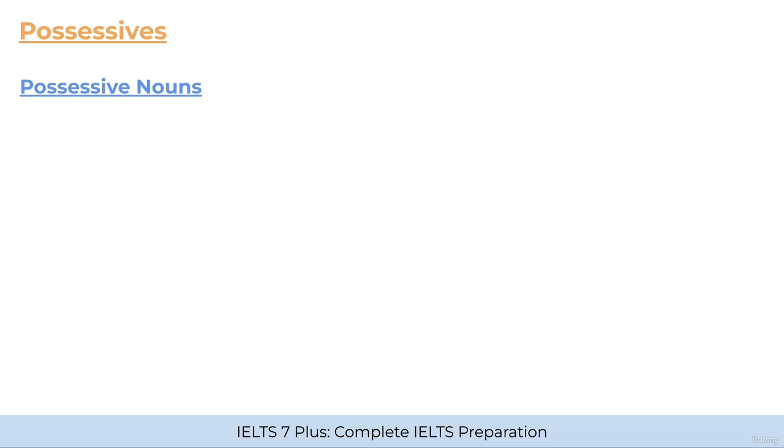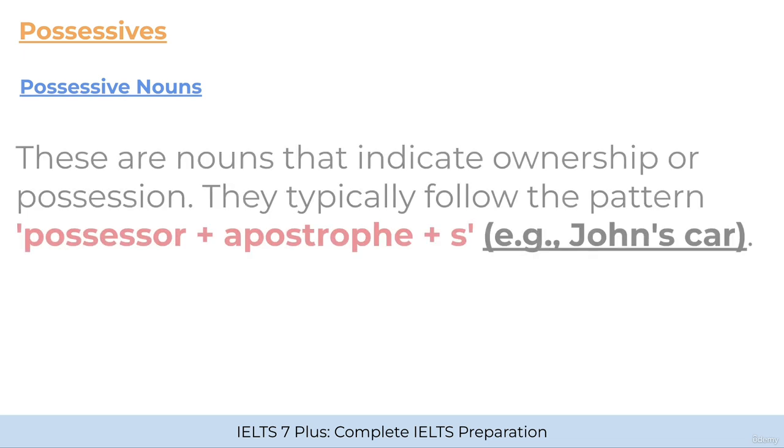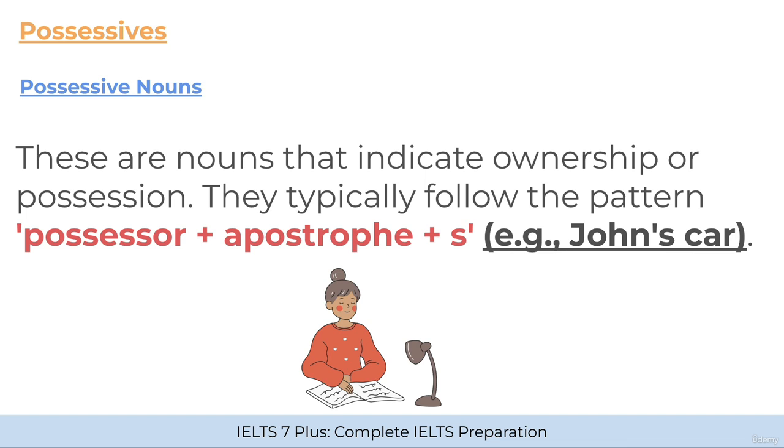All right, and the final category, possessive nouns. So these indicate ownership or possession. And these are quite easy to spot actually because you have a possessor plus an apostrophe plus an S. For example, John's car. So you can spot the apostrophe S. It's a bit easier with this one.